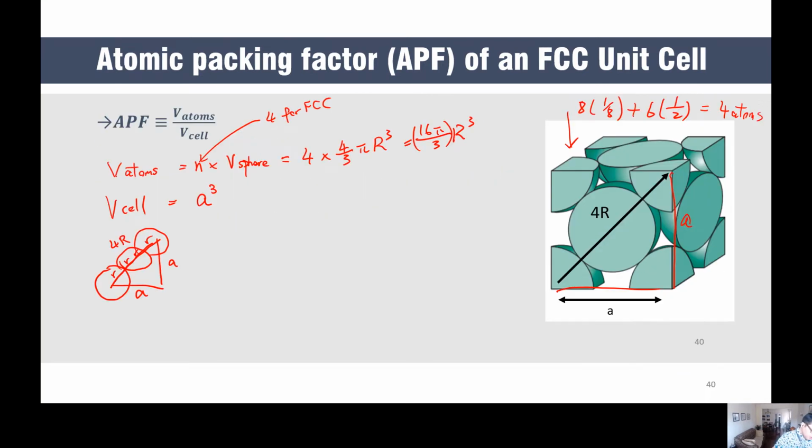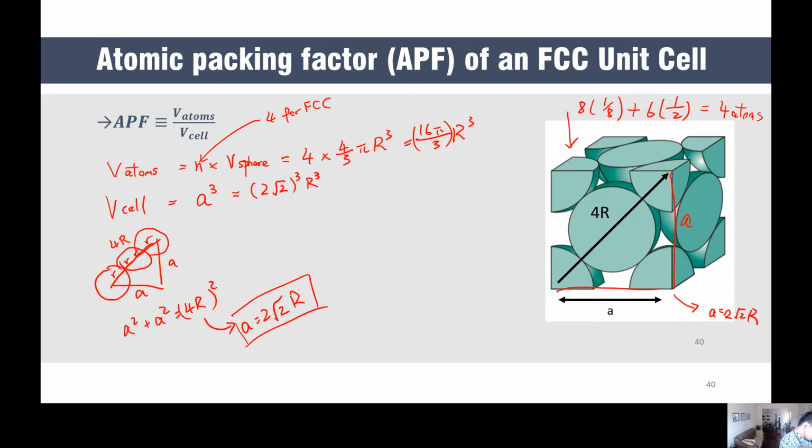So the Pythagoras theorem says that a squared plus a squared equals 4r squared. If you do some simplification, that means a equals 2 root 2 r. And this is important because now I have an a and r ratio. So a equals 2 root 2 r. And so I can substitute that back into the calculation, and I will have 2 root 2 to the 3 times r to the 3. This is saying the same thing as 16 root 2 r to the 3rd.